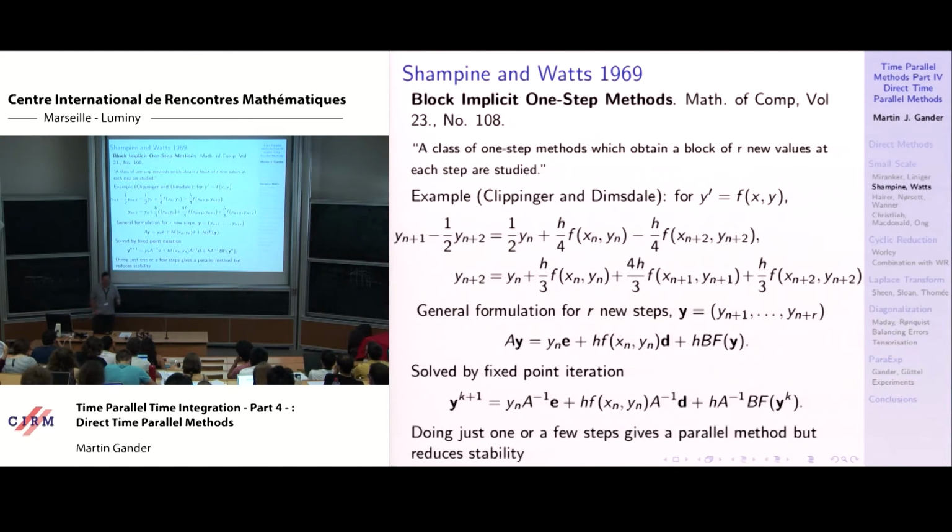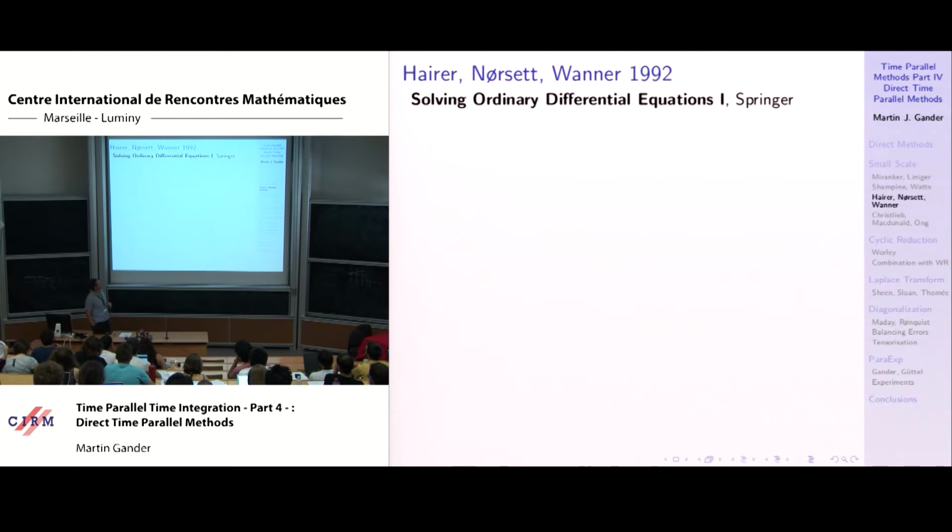Then there were block implicit methods by Chartier and Watts. Maybe I don't explain those. It's a variant of the previous method, just in a more general formulation. But in the very well-known book by Hairer, Norsett, and Wanner from 1992, these are Hairer and Wanner, famous professors from Geneva University. They're numerical analysts, and they are the reason why I wanted to go to Geneva. I had seen their book on numerical ODEs, and it's the best I have ever read on numerical ODEs.